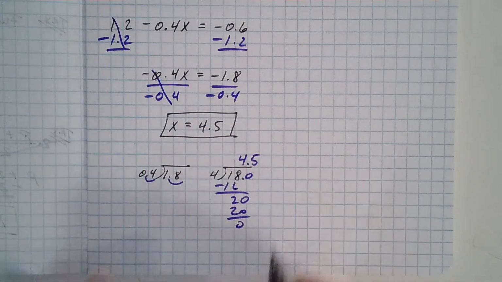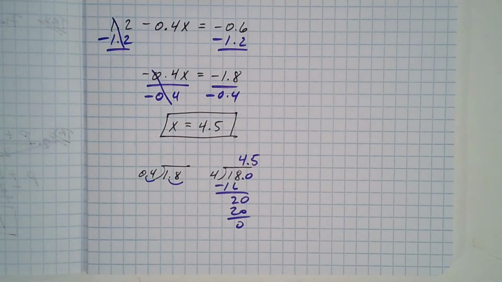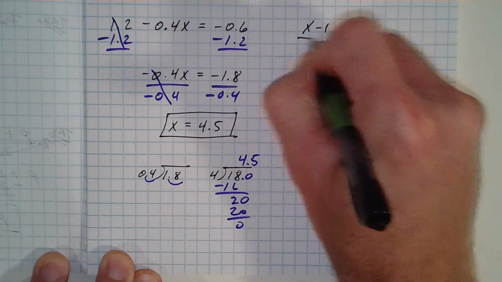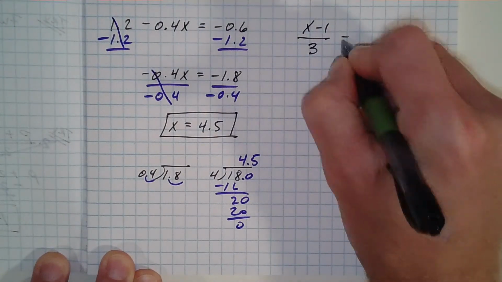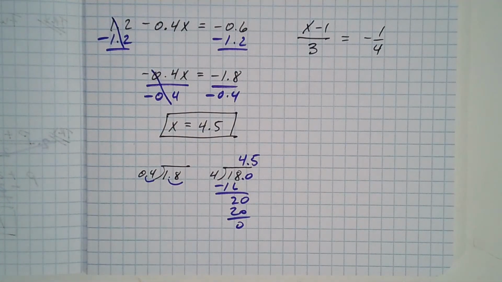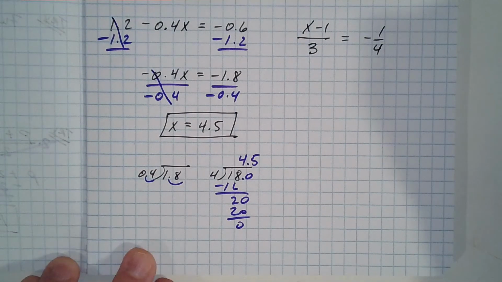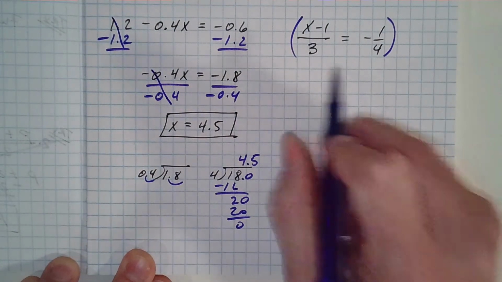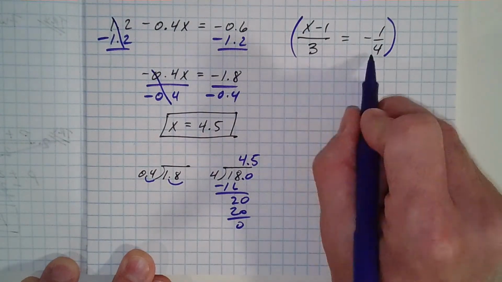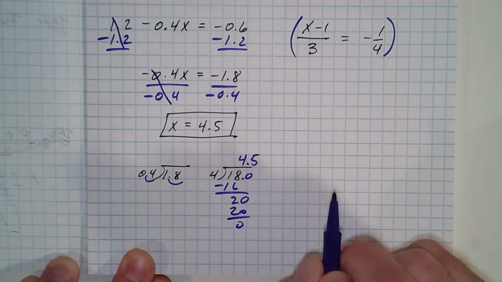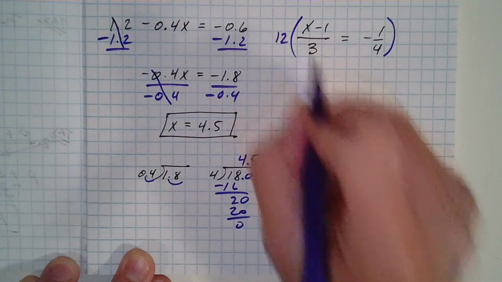All right, let's do our last example for the day. We're going to have x minus 1 divided by 3 is equal to negative 1/4. So I'm going to use a technique sometimes called eliminate the fractions, or fraction busters, I've heard it called. I'm going to multiply the whole entire equation by the least common multiple of the denominators. So the least common multiple of 3 and 4 is 12. So I'm going to multiply each term by 12.